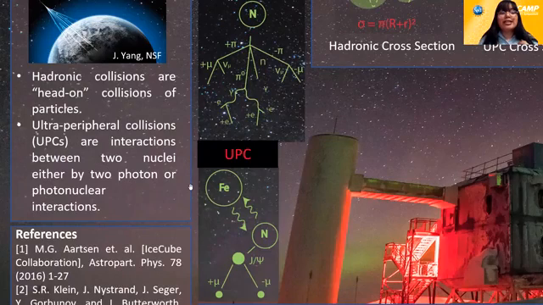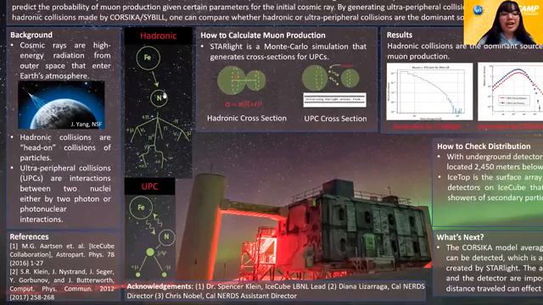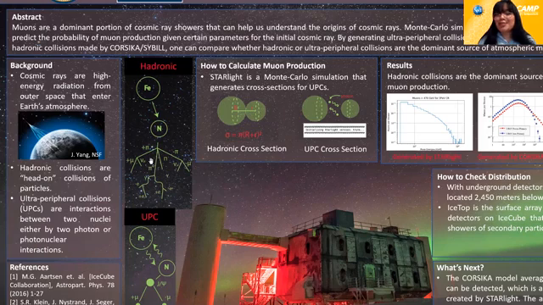Now, the second way is through ultra-peripheral collisions, and these are interactions between the two nuclei of the two particles, and they interact electromagnetically. And this also creates a cosmic ray shower here. So both interactions cause cosmic ray showers, different cosmic ray showers, but they ultimately are responsible for the production of muons. And why do we want to learn about muons?